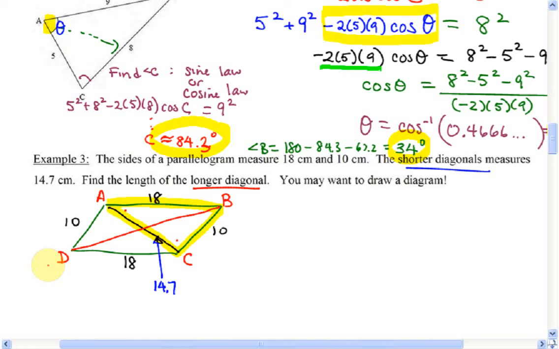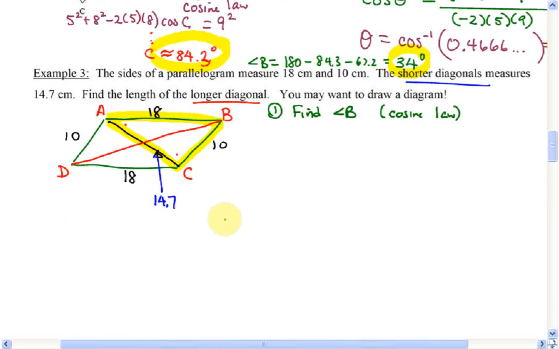Right on. So if you're thinking about a strategic way to do this, the first thing you should do is find angle B. And of course, you're going to use cosine law for that. Leave some space. What's your next step going to be after you've found angle B?